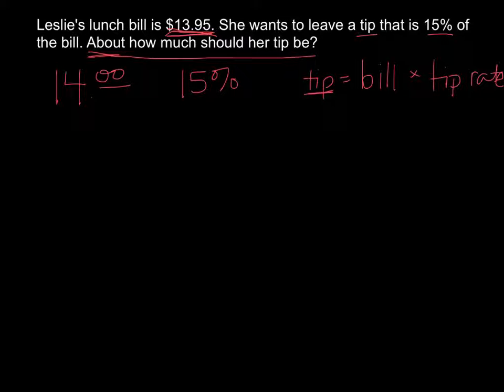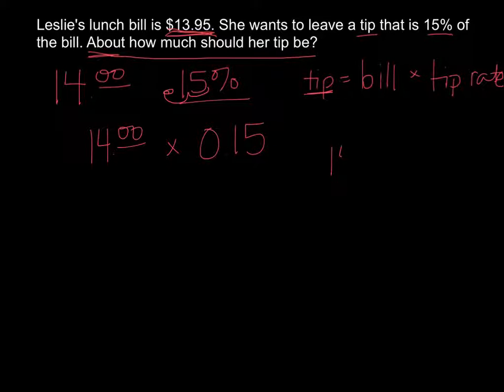So if we want to find the tip, we only have one formula that we need to follow. We don't have two, like normal. So I would just multiply my bill rate, which is $14, by my tip rate, and I need to convert that into a decimal. So I need to move my decimal to the left 2 spots. So I would multiply that by 15 hundredths.